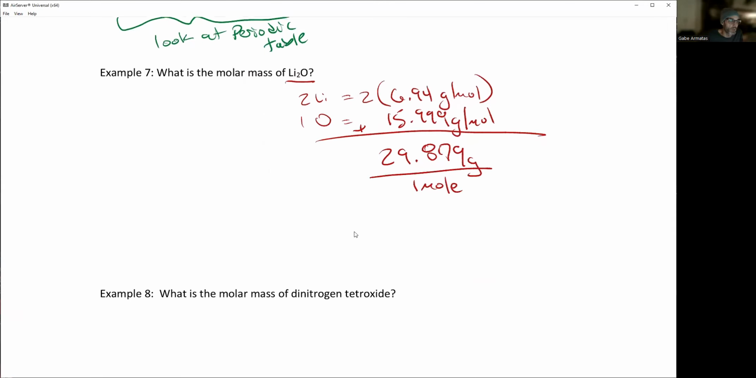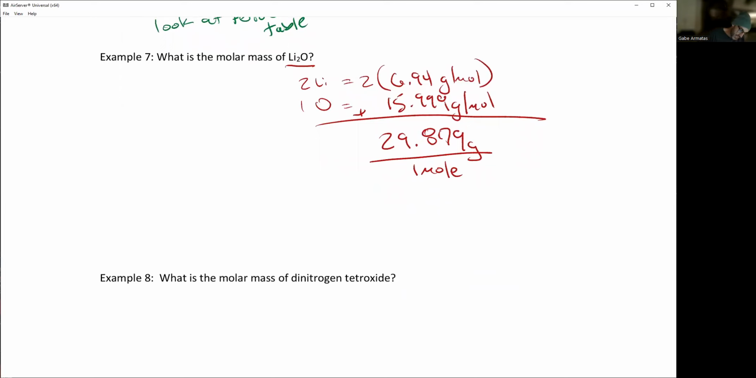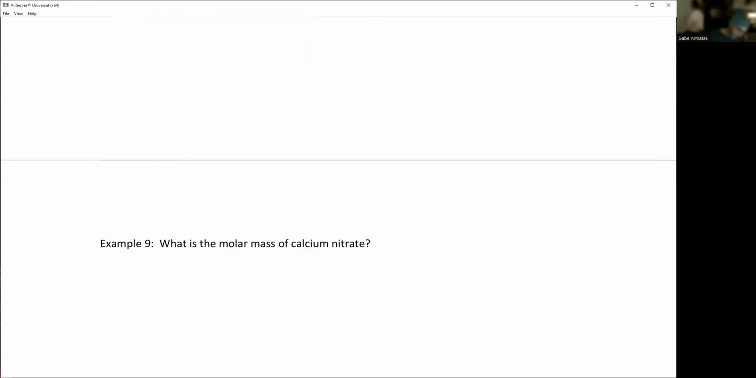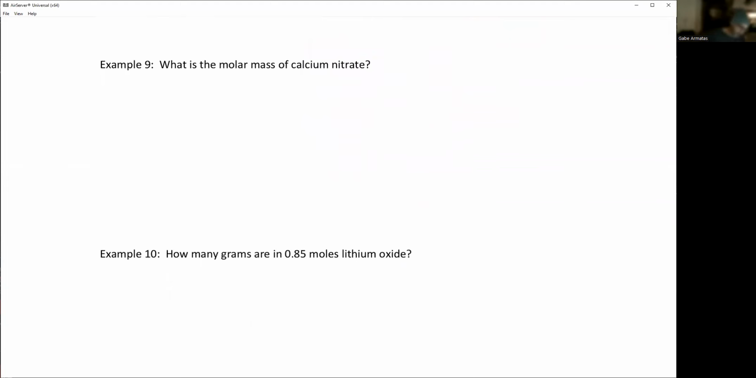So what is the molar mass of dinitrogen tetroxide? So pause this and give that a go. Dinitrogen, N2O4. Okay. Again, now I'm using a skill from the last exam, so you should be able to do these conversions. Molar mass. What is the molar mass of calcium nitrate? So why don't you do this calculation? Again, calcium is 2 plus, nitrate is NO3 minus. I need 2 nitrates for every calcium. So there's your formula. All right.